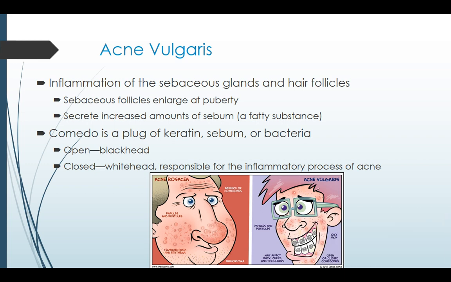Acne vulgaris is what we normally know as teenage acne. Inflammation of the sebaceous glands and hair follicles. Sebaceous follicles enlarge at puberty and secrete increased amounts of sebum, a fatty substance. A comedo is a plug of keratin, sebum, and bacteria. Open is a blackhead, closed is a whitehead, responsible for the inflammation process.